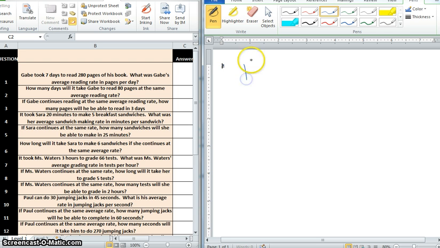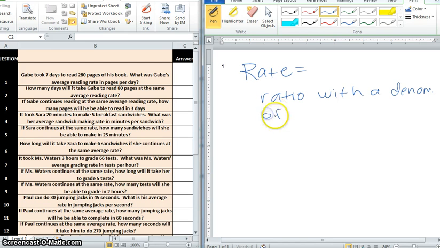So I'm going to write that up here. Rate is a ratio with a denominator of 1. Denominator, I'm abbreviating, 1. So for problem 1, I'm going to start with what the problem tells me, which is 280 pages in 7 days. And we want to know how many pages he read in 1 day.